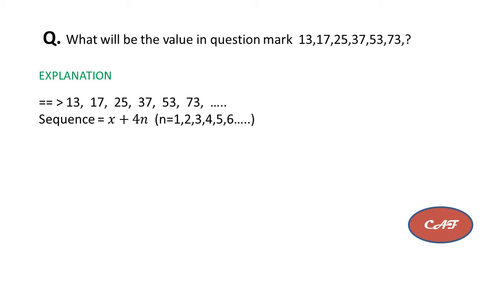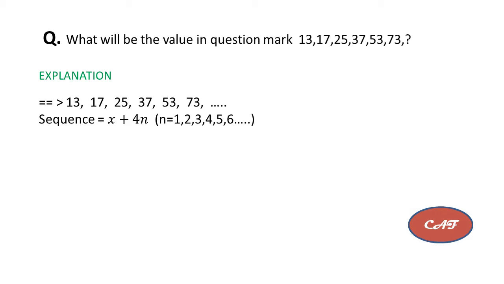So it is better to write the formula. If they are asking for the nth number, then it will be easy. So x means the previous value plus 4 into n. If you substitute 1, 4 into 1 is 4, 13 plus 4 is 17. For the next number, n is equal to 2. So 17 plus 4 into 2, that is 8. 17 plus 8 is 25. Next, 25 plus 4 into 3, that is 12. 25 plus 12, like that we have to go.